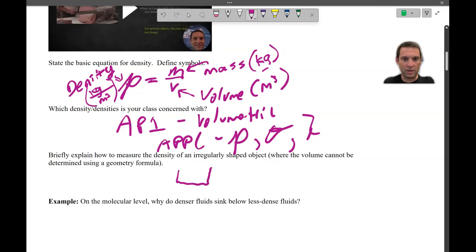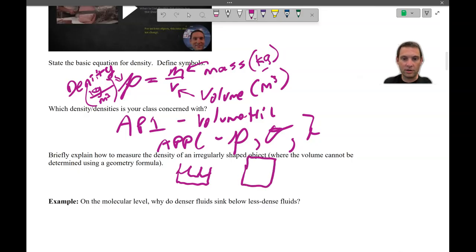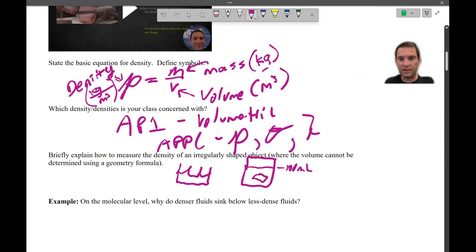Briefly explain how to measure the density of an irregular shaped object. This is the story you have come to know, where Archimedes had to determine if the king's crown was made out of real gold, and stuck it in a bathtub full of water. So that's what you want to do: take an irregularly shaped object and stick it in some water. If the water is right here, we'll say that's the 100 milliliter mark, and then we put our object in there.